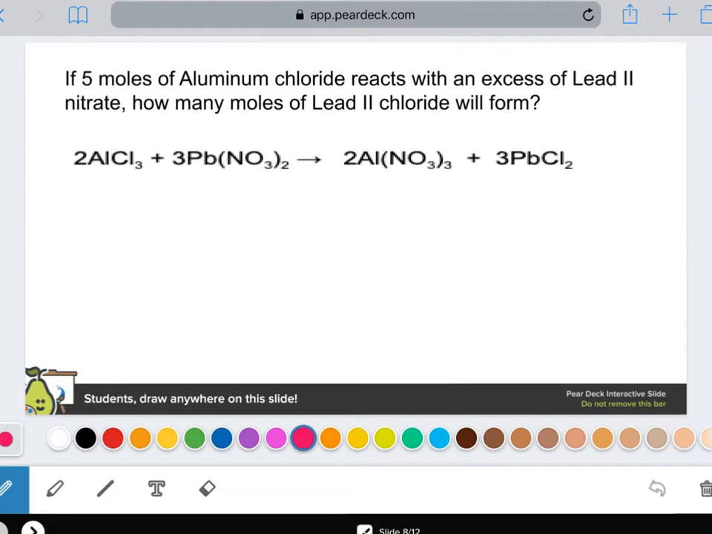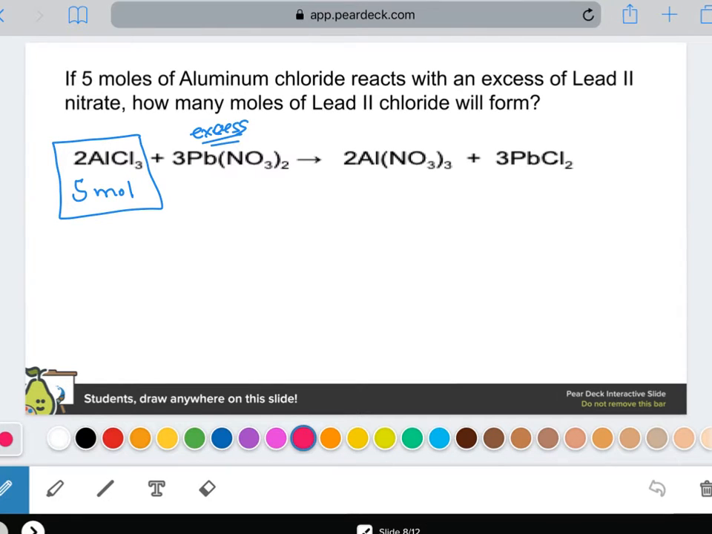So here is our first problem. If we have 5 moles of aluminum chloride, so I'm going to diagram this now. Well, first of all, my equation is balanced. I can see that everything is balanced here. If it's not, you would have to balance it. But I'm going to start out with aluminum chloride, and I'm going to say if 5 moles of aluminum chloride reacts with an excess, so I'm just taking the word problem and diagramming it.